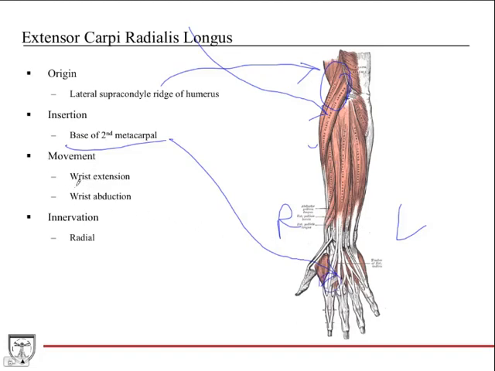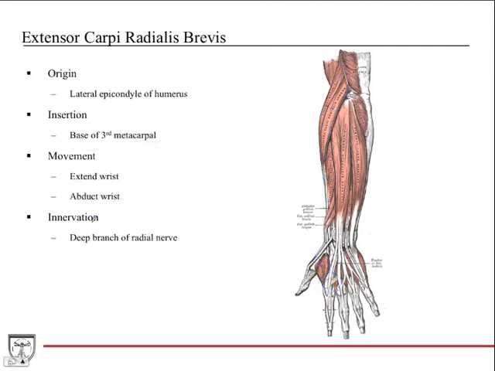Now, it crosses the wrist joint, so a major action is to extend the wrist. It crosses the wrist joint on the radial or lateral aspect of the wrist joint, so it also helps with abduction, which is helping move the wrist this way, pulling the thumb closer to here. Because remember, muscles contract, they extend, and then they can pull this way as well. And innervation is radial nerve.